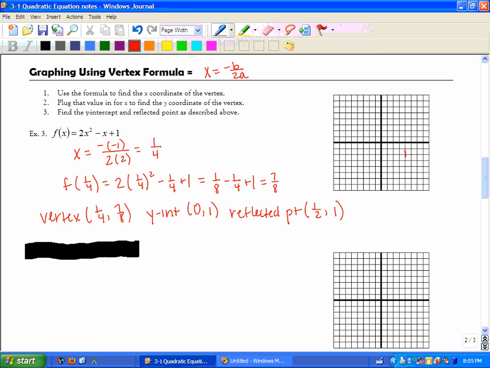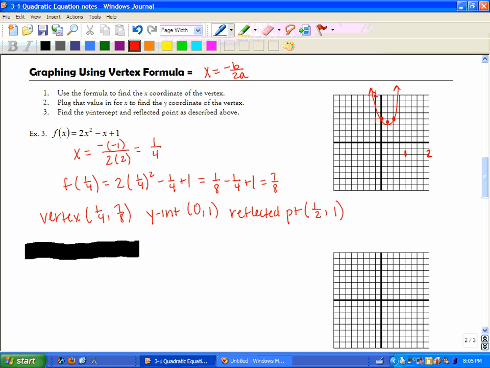So when you graph this, it might be helpful to make each block a quarter. So go 4 for 1, and then another 4 for 2. So our vertex then would be at (1/4, 7/8). And our y-intercept then is (0, 1). And our reflected point is at (1/2, 1). So this would be your parabola for that one.